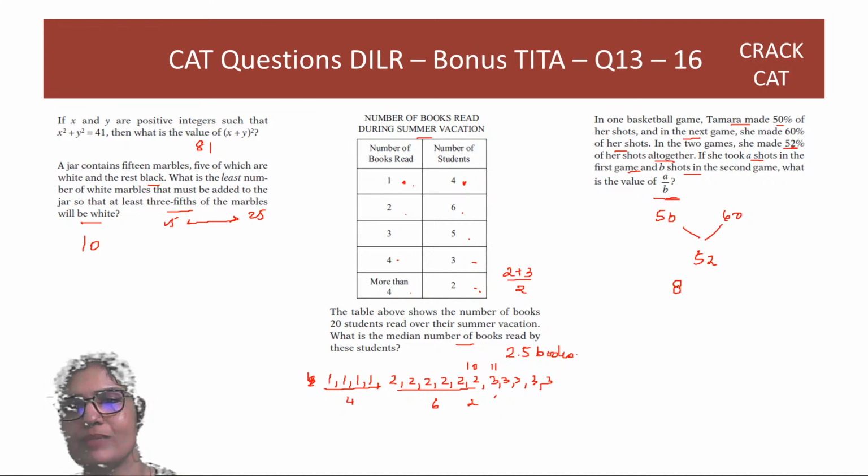So the ratio of mixing must be 8:2, which is 4:1. And the first game, if she's got A shots and B shots here, then A by B has to be 4. 8 by 2, 4 by 1. Right? So answer is 4.